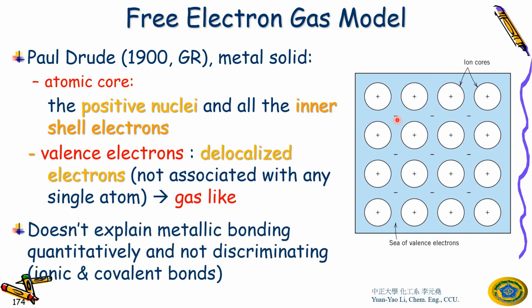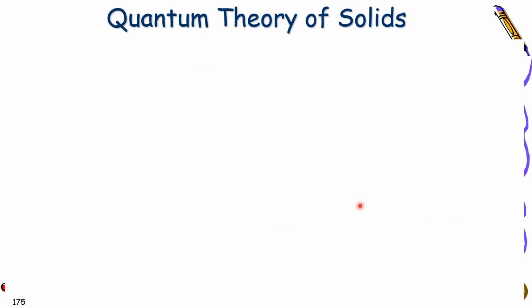But it doesn't explain the metallic bonding conductivity and doesn't discriminate ionic and covalent bond. So in the beginning of the 20th century, this was an assumption of what the metal looks like, but there was no really scientific way to explain it. That's why sooner or later they came up with a quantum theory of solids.